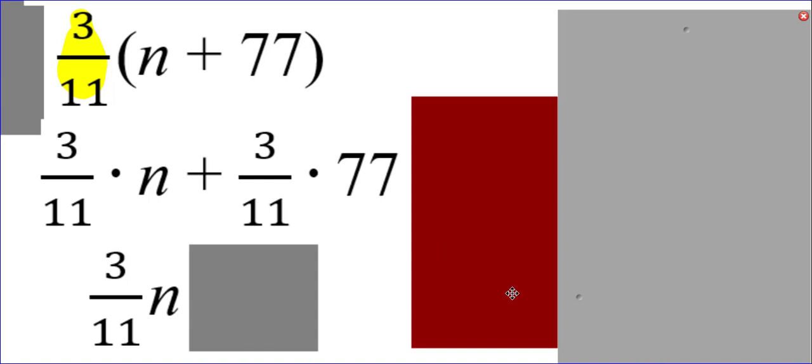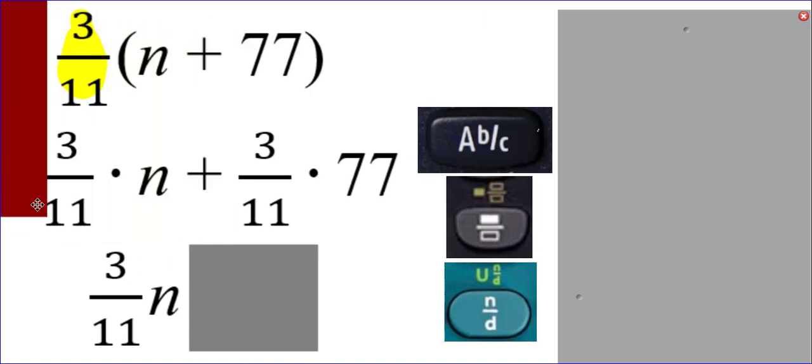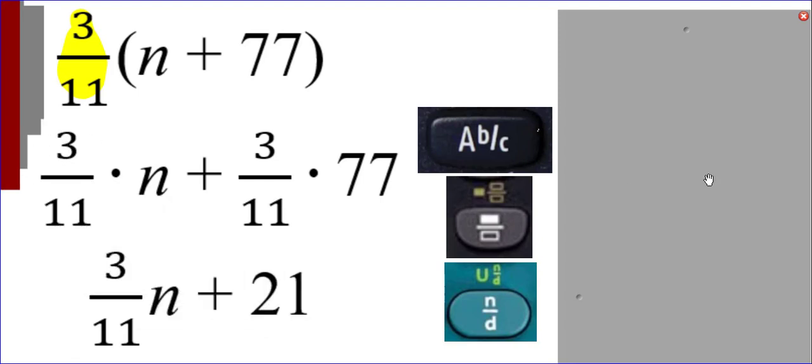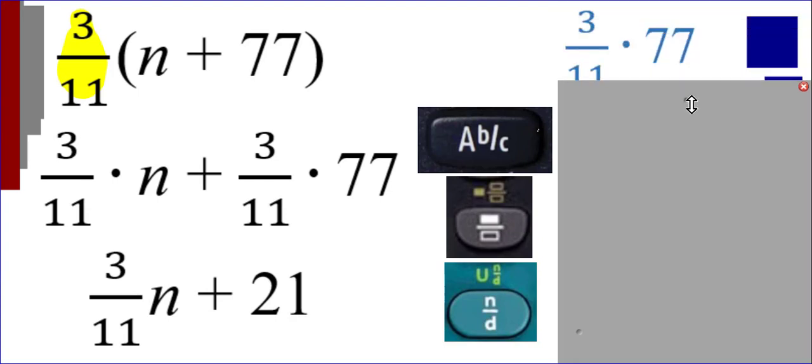All right, you have a choice. For those of you who are allowed to use a calculator, you can find your fraction key on your calculator and you can take 3/11 times 77. You will get the answer of 21. If you're not using a calculator, you can use the rules you've learned from math grade 6 for multiplying fractions.